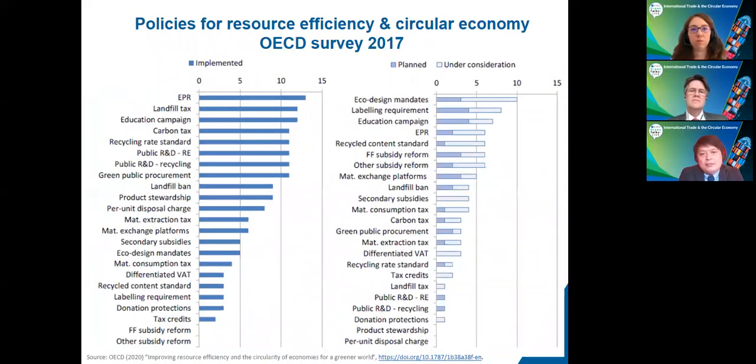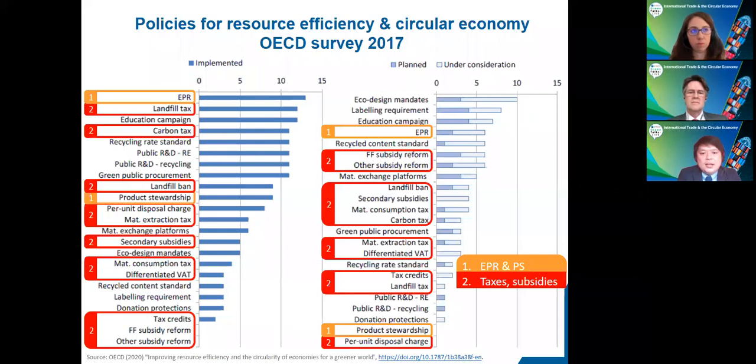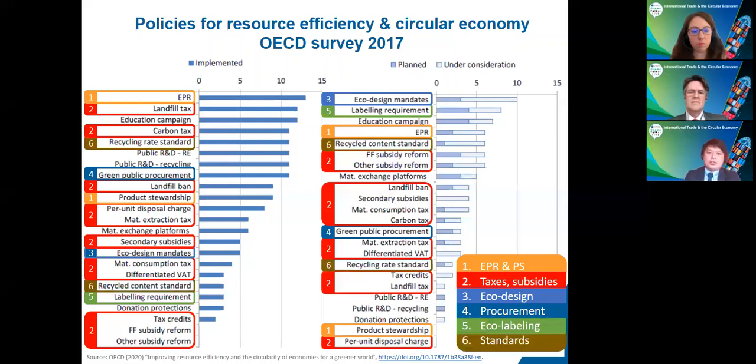Next slide, please. Then we have turned to what are we exactly talking about when we focus on circular economy policies and initiatives. And I'd like to show an OECD survey of 2017. The left-hand panel shows the policies that are in place so far. The right-hand panel shows the policies that are either planned or under consideration. And here we see that if we cluster them in 6 broad categories, the first category is on extended producer responsibility and product stewardship schemes. The second one is around taxes and subsidies. The third category is around eco-design. Fourth one on green government procurement, 5th one around eco-labeling, and 6th one around circular economy related standards.